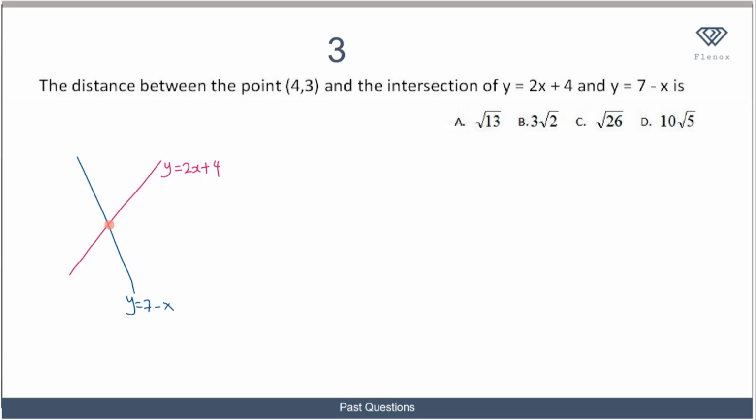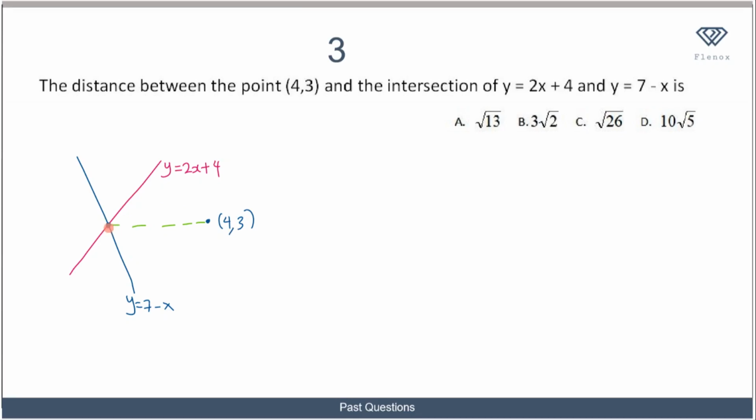So at the point of intersection, I'm told to find the distance between that point and another point, whose coordinates are (4, 3). So I'm told to find the distance between this point over here and this point over here. Now, if I know the coordinates of this point and this point, I can easily find the distance using the formula that we already know. But I don't know the coordinates at this point.